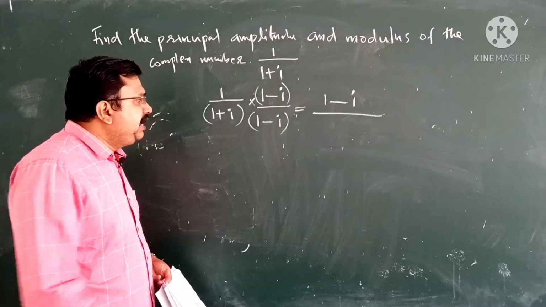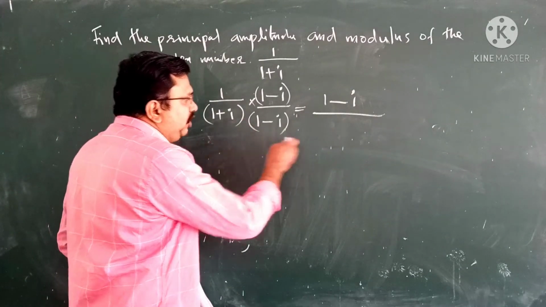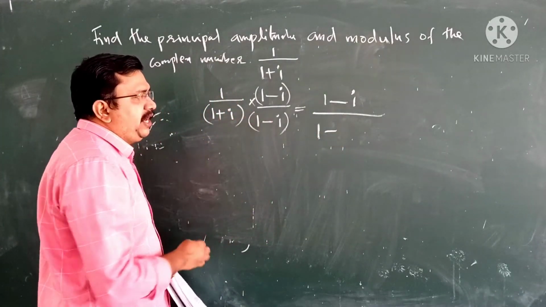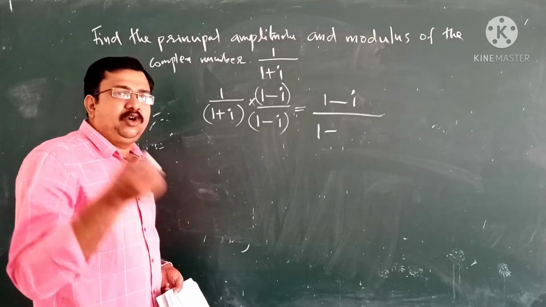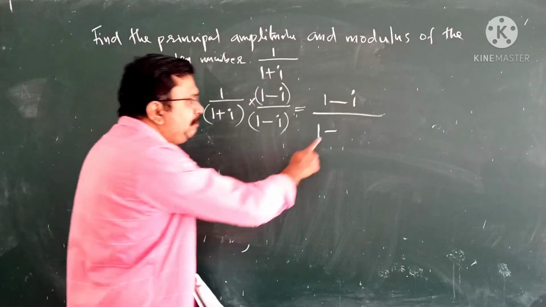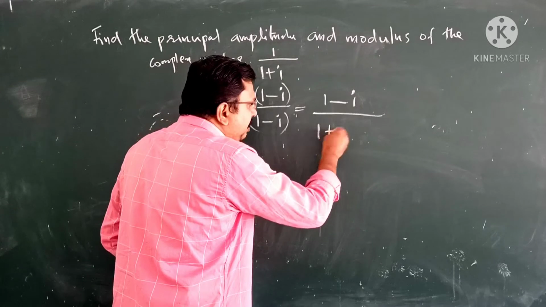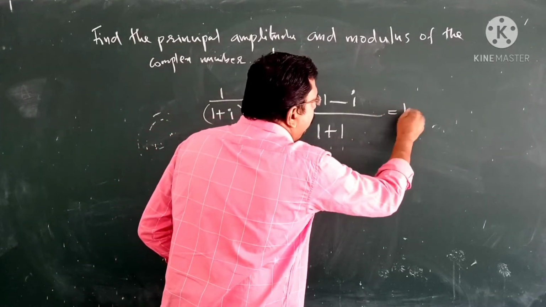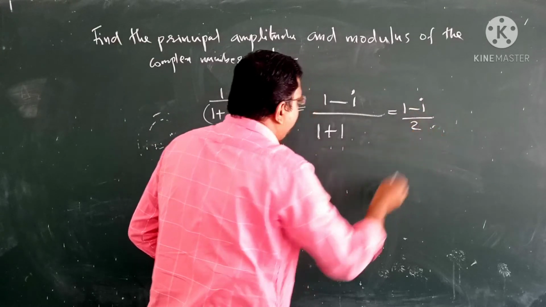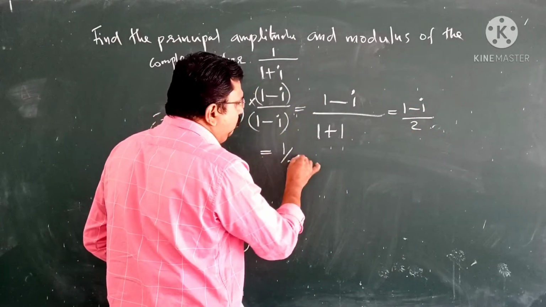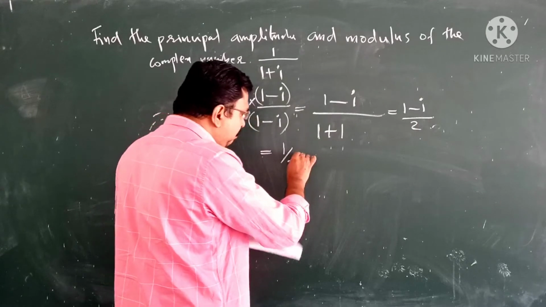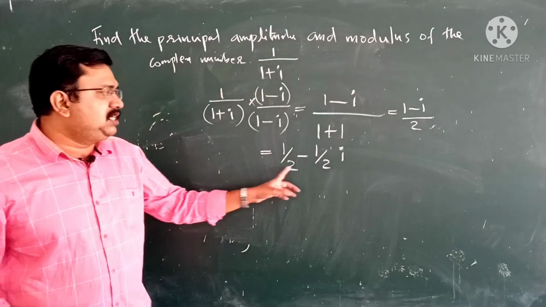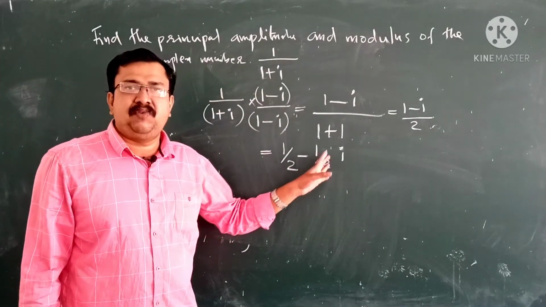Here a is 1, and 1 square is 1. Next, minus of I square. What is I square? I square is minus 1. Therefore, minus of minus 1 becomes plus 1, which is equal to 1 minus I by 2. That is 1 by 2 minus 1 by 2i. Now this is of the form x plus yi.